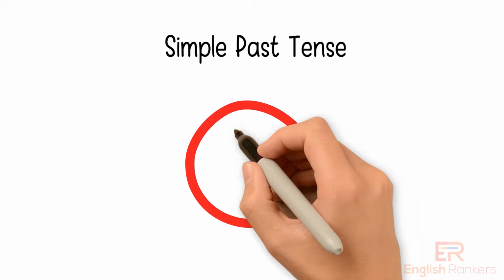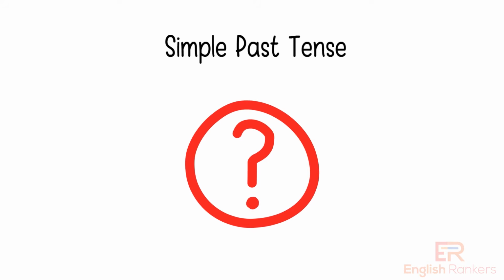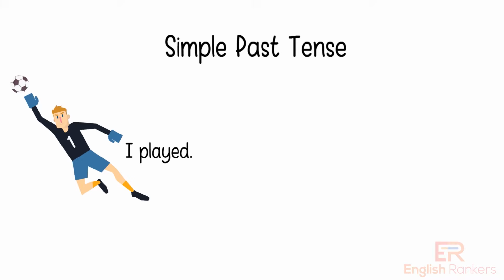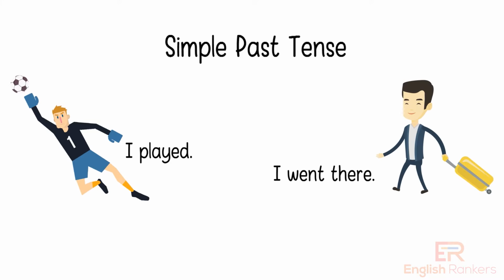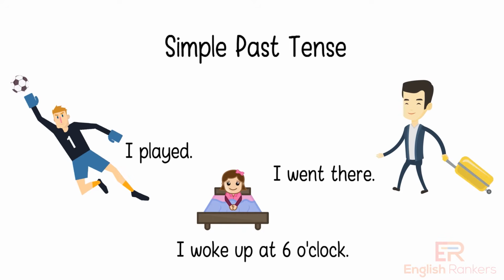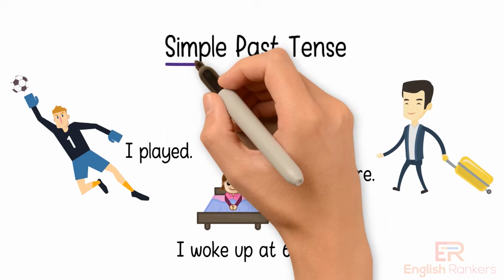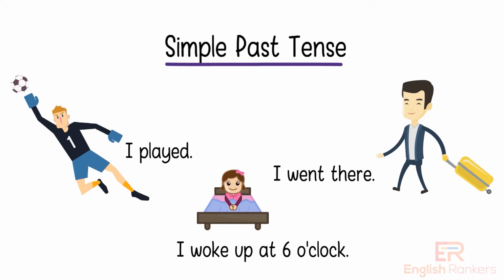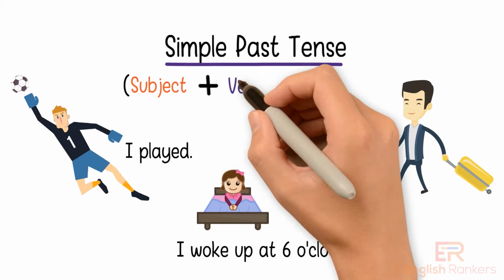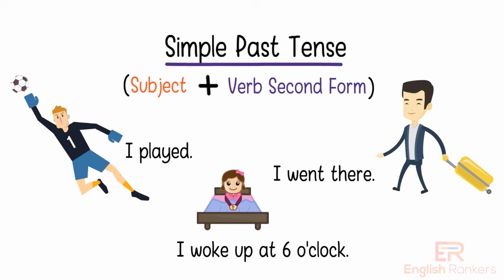You already know what simple past tense is, right? I played, I went there, I woke up at 6 o'clock. All these are simple past. You already know simple past is formed as subject plus verb second form.